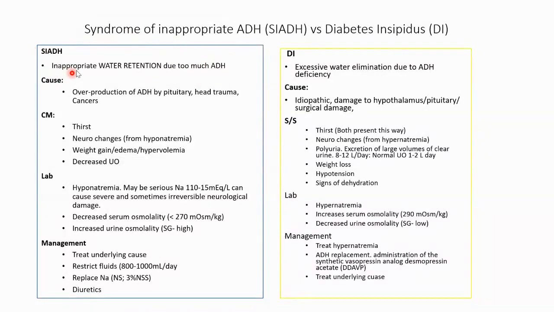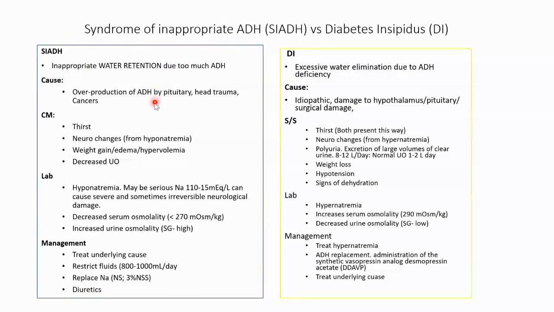So when you think of SIADH and diabetes insipidus, they are the opposites of each other, and you need to write down and remember these are an issue with antidiuretic hormone, either too much, inappropriate, or too little, ADH deficiency. Okay, so let's start with SIADH. First of all, like I said, it's important to know what it is.